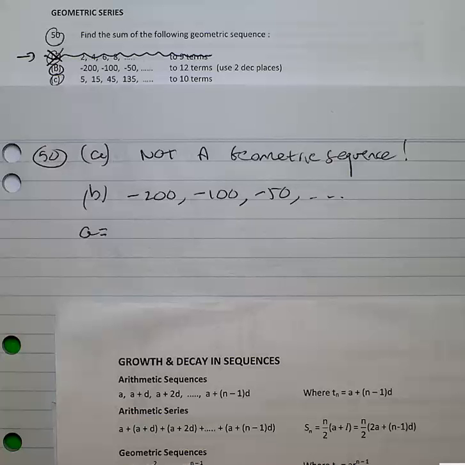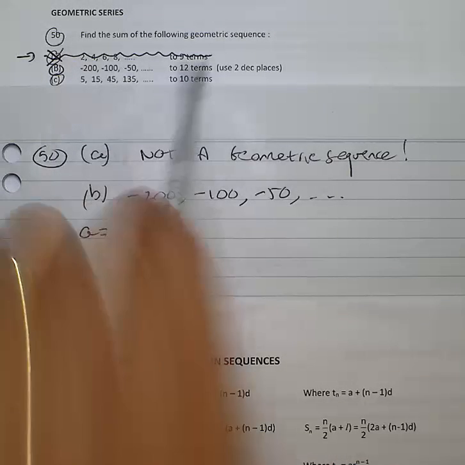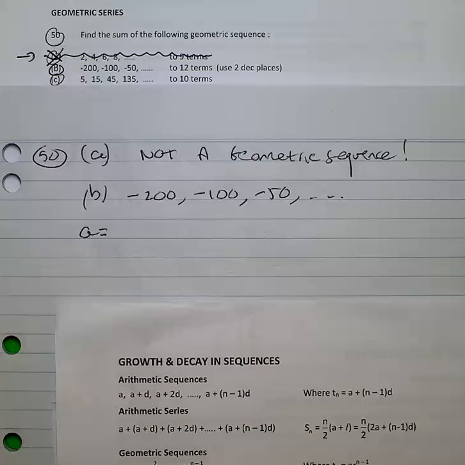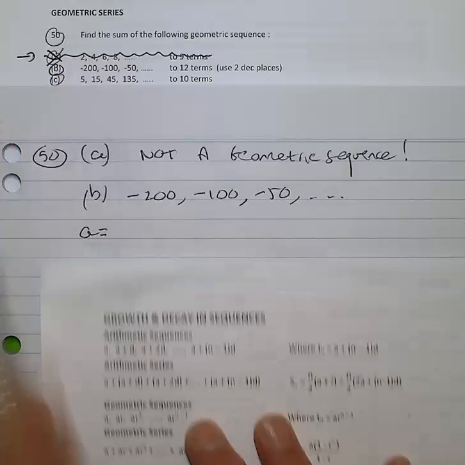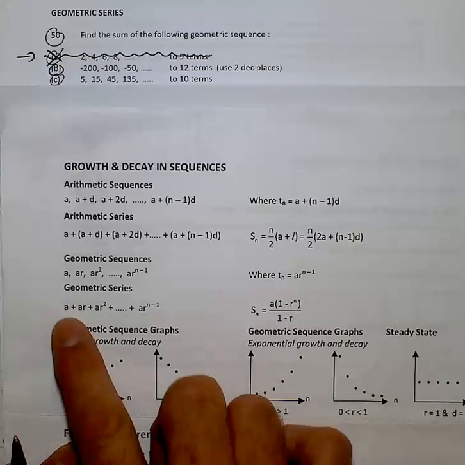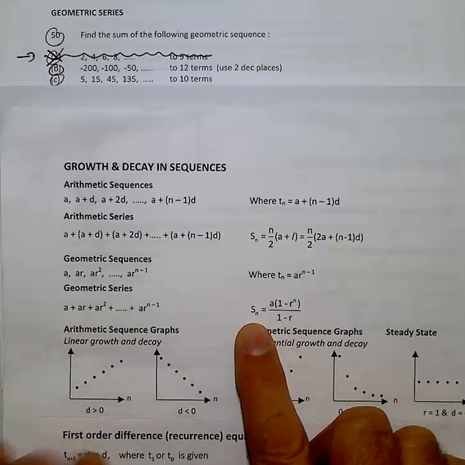In question 50, we're after the sum of the following geometrical sequences, in other words, a geometrical series to the 12th term, 10th term, etc. A word of caution, the very first question is not actually a geometric sequence, so you should not do that one. When we're finding the sum of a geometric sequence, geometric series, this is the formula.